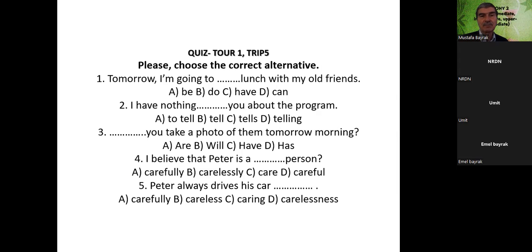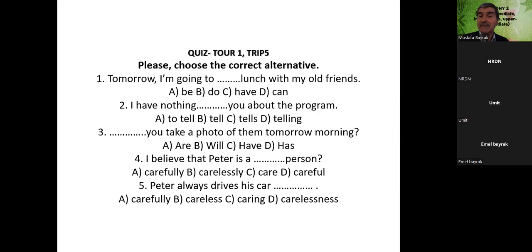Okay. Blank, you take a photo of them tomorrow morning. For example, you should discriminate. You should see the difference. Is it possible? No, of course, it is impossible, because of take here. Will you? Yes. Will you take a photo of them tomorrow morning? Have? No. Have taken. Has. Because you singular or plural? We consider you as plural. So we cannot use has, first of all. We should be aware of them.